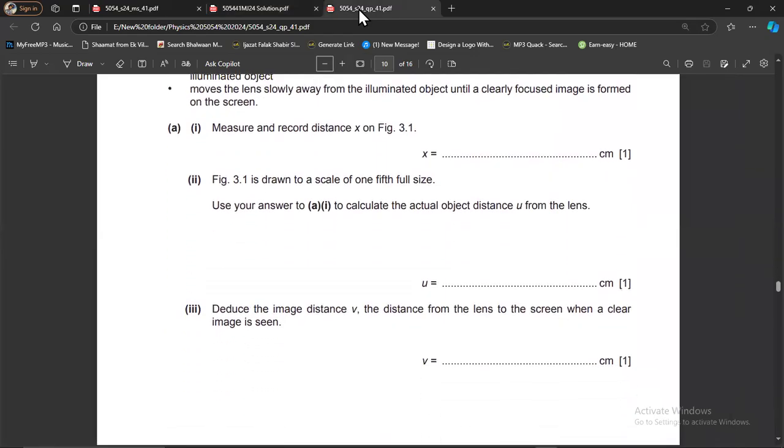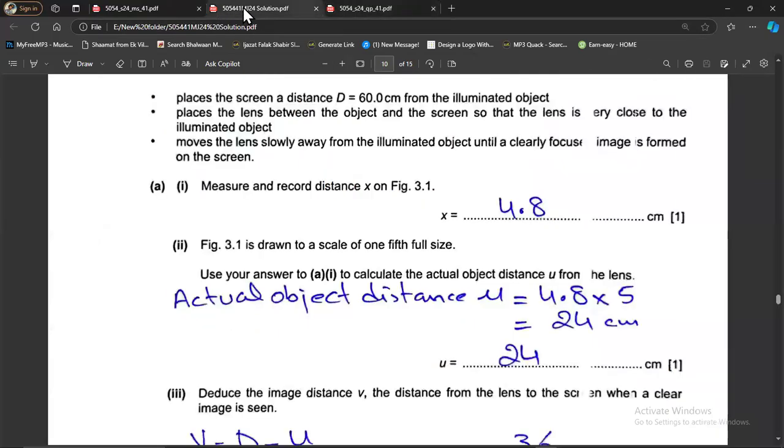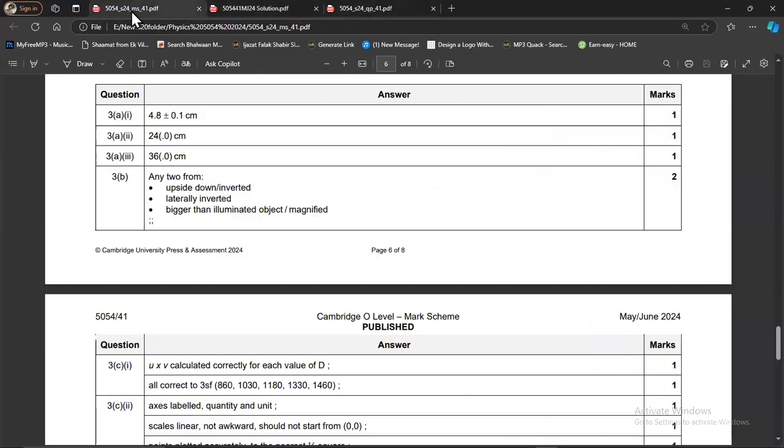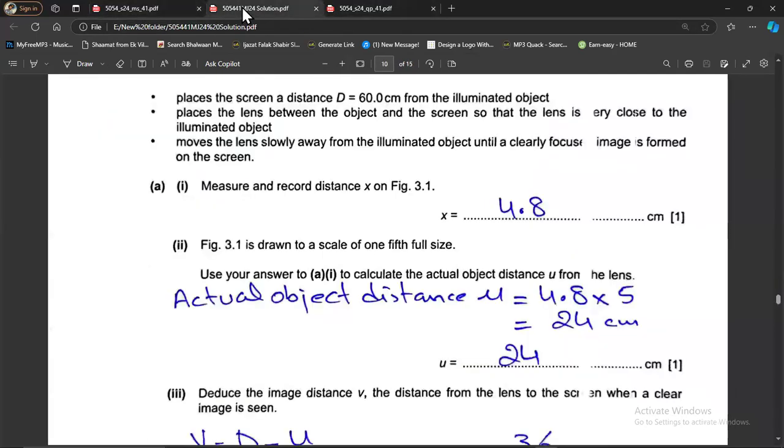Figure 3.1 is shown drawn to a scale of 1/5 full size. Use your answer in the first part to calculate the actual object distance u from the lens. U is the distance between the object and the lens, that we represented with the x here. So 4.8 will be multiplied with the 5 because the scale is 1/5. So it will be 24 centimeters. So the actual distance between the object and the lens is 24 centimeters. That is u. That answer is right.